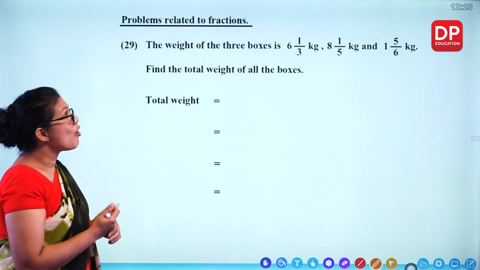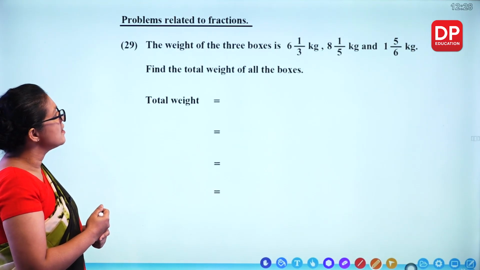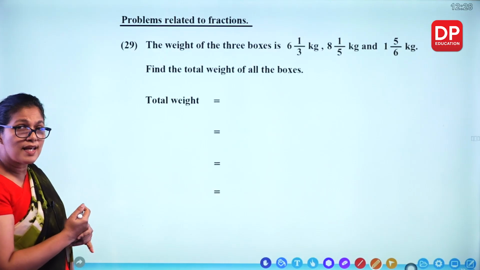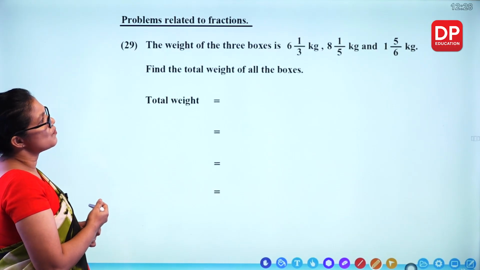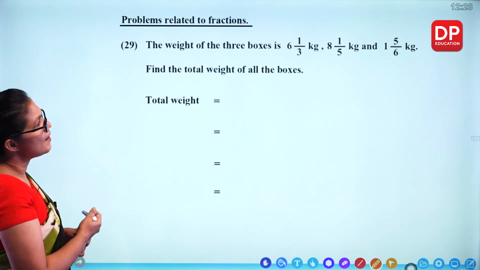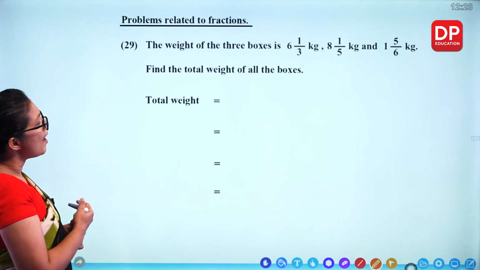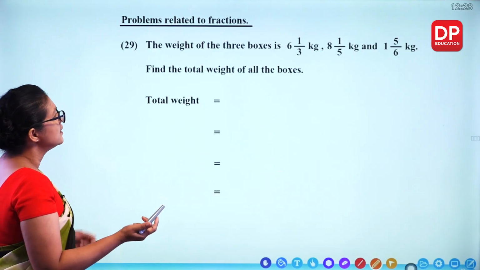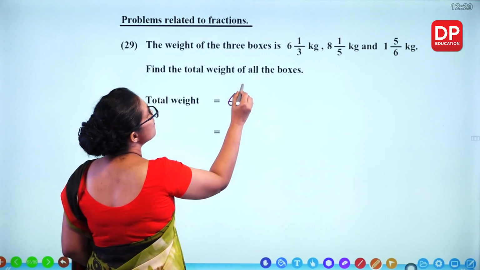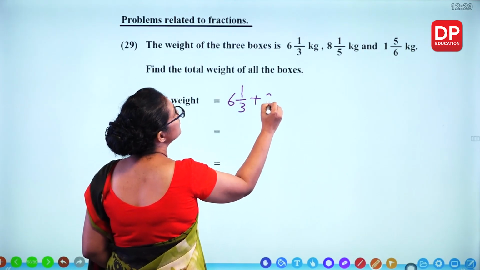Now we'll look at problems related to fractions. So this is a worded problem and we'll see how we can solve that. The weight of 3 boxes is 6 1/3, 8 1/5 and 1 5/8. Find the total weight of all the boxes. So just addition. Fraction addition there.